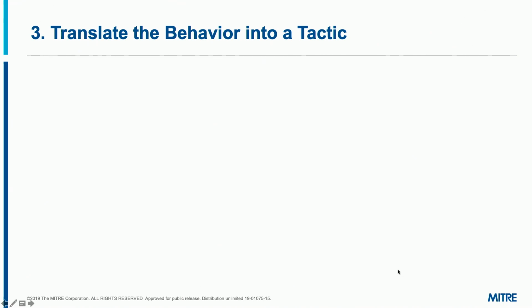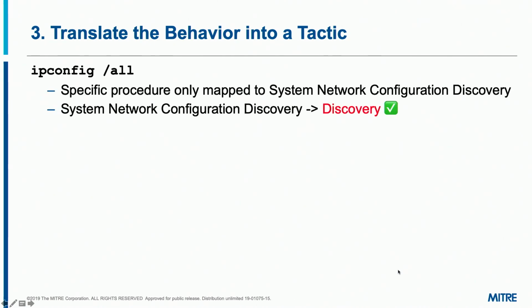So next we go through and translate this behavior into a tactic. Well, we kind of cheated with ipconfig /all. This was a specific procedure that we only saw under system network configuration discovery, and that only falls into a single tactic, discovery. So we're done, right? Not quite. So we said at the very beginning of this that it was seen being run via Sysmon, and that is also within the execution tactic.